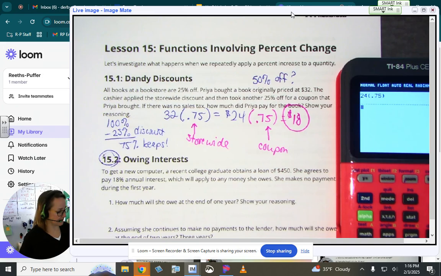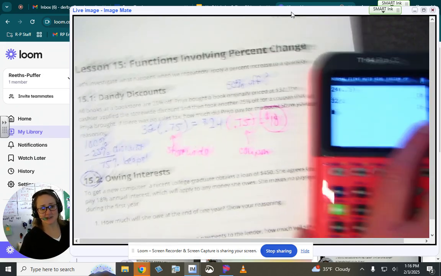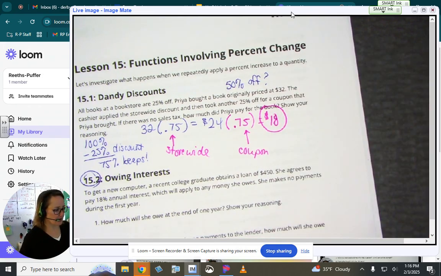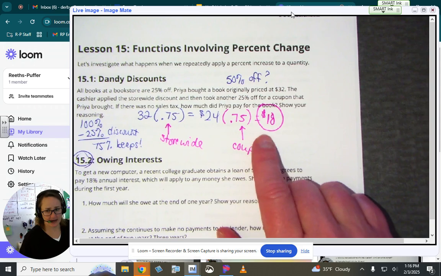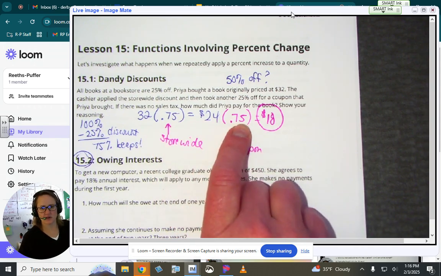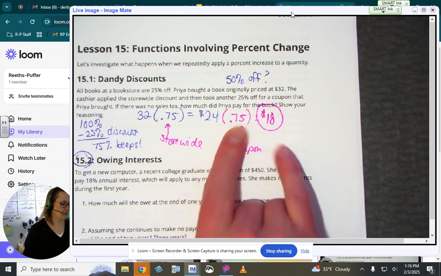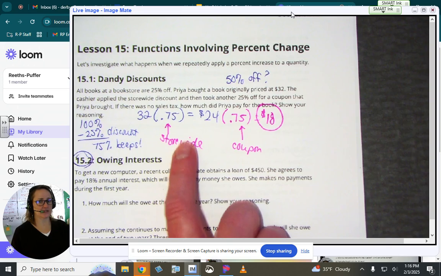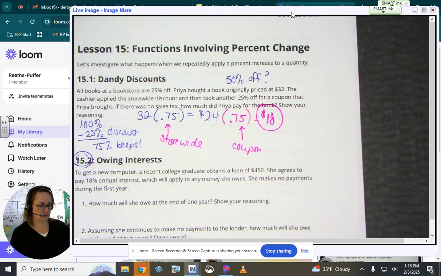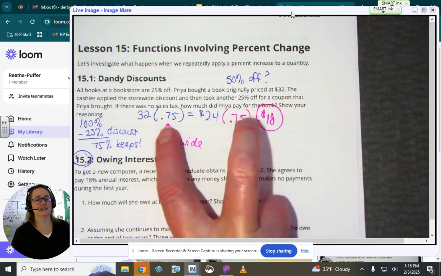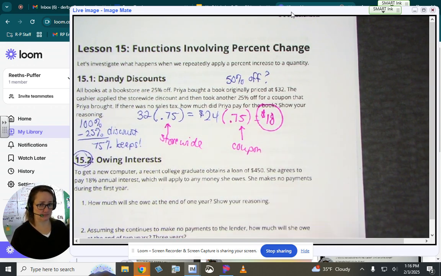Now it's not half off, because 32 divided by 2 would have been $16. She's paying $18. So it's close to half off, but not all the way half off. What she did is she got $8 off, and then she got another $6 off. So again, it's not the same number each time. It's a consistent factor.